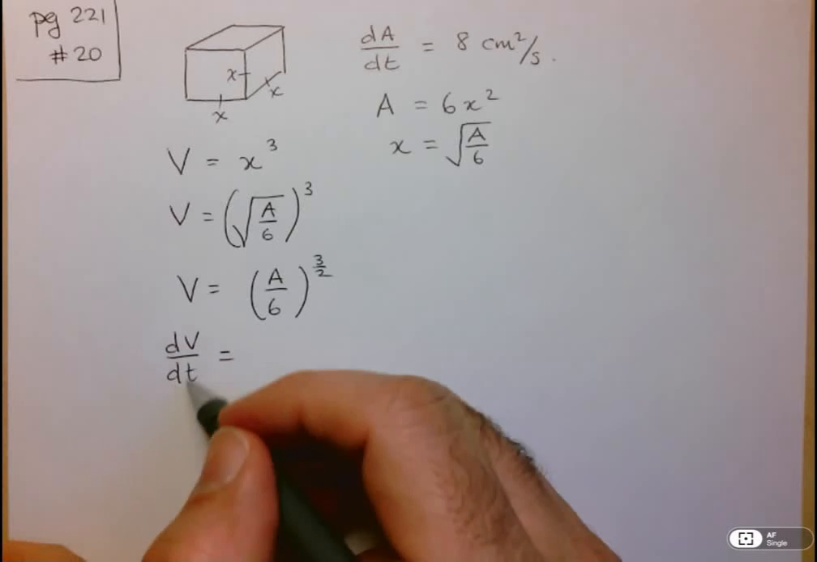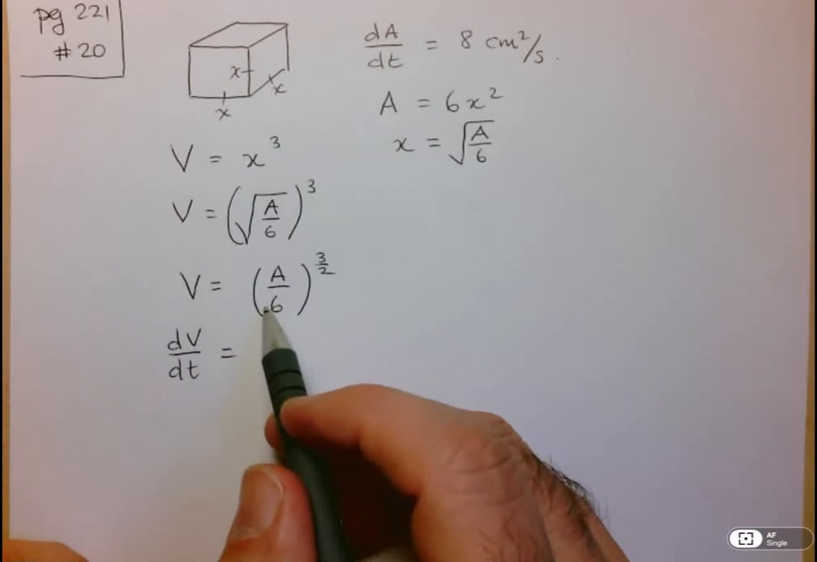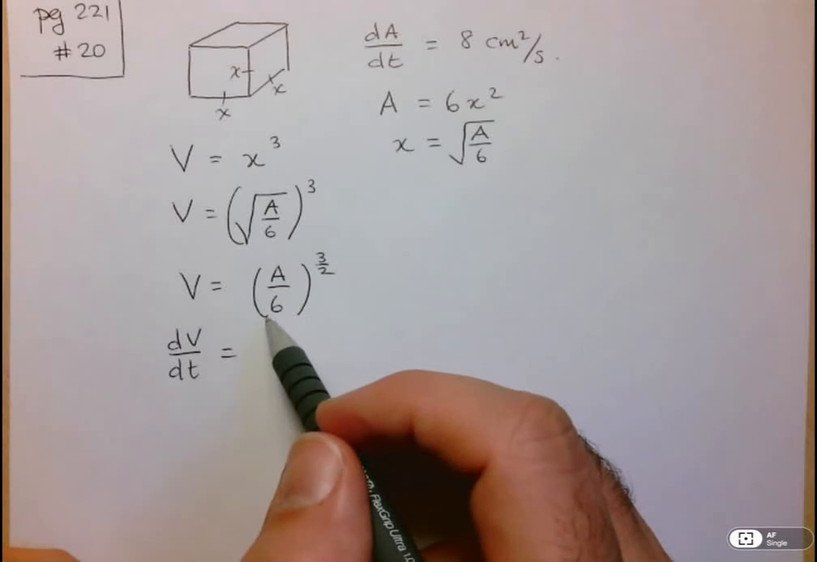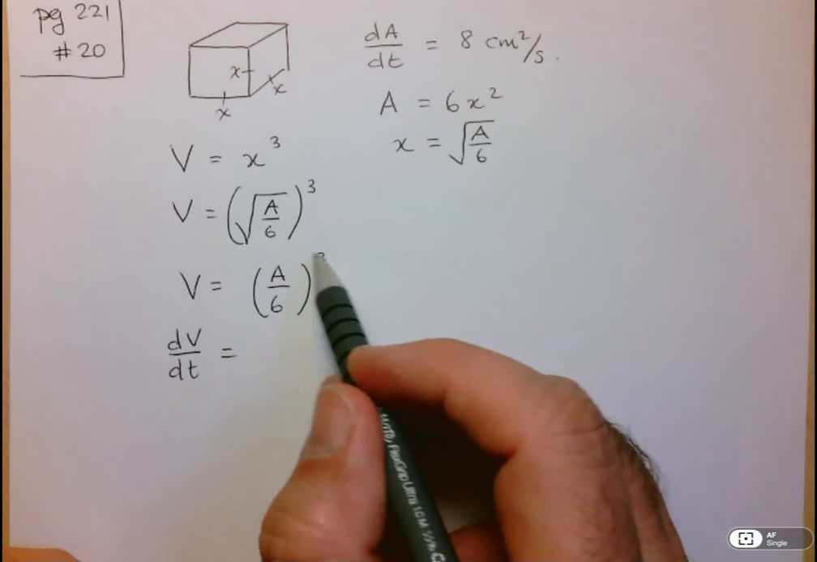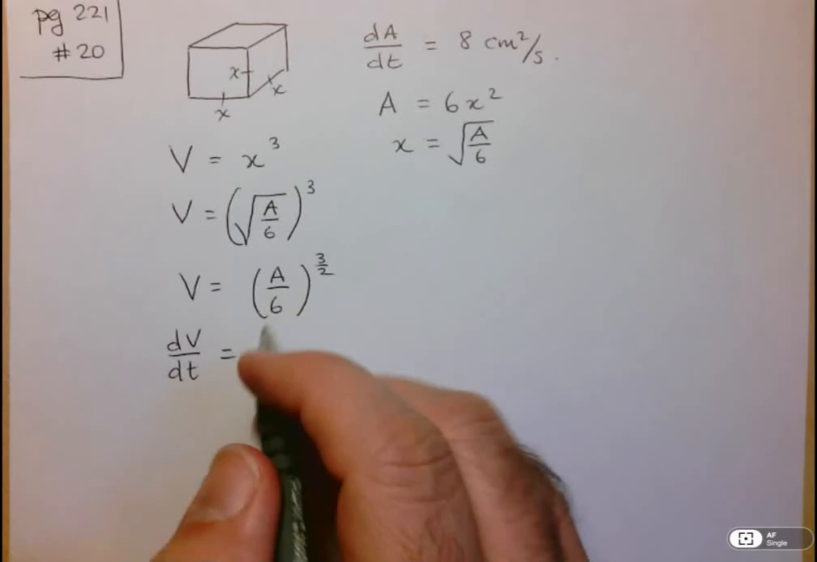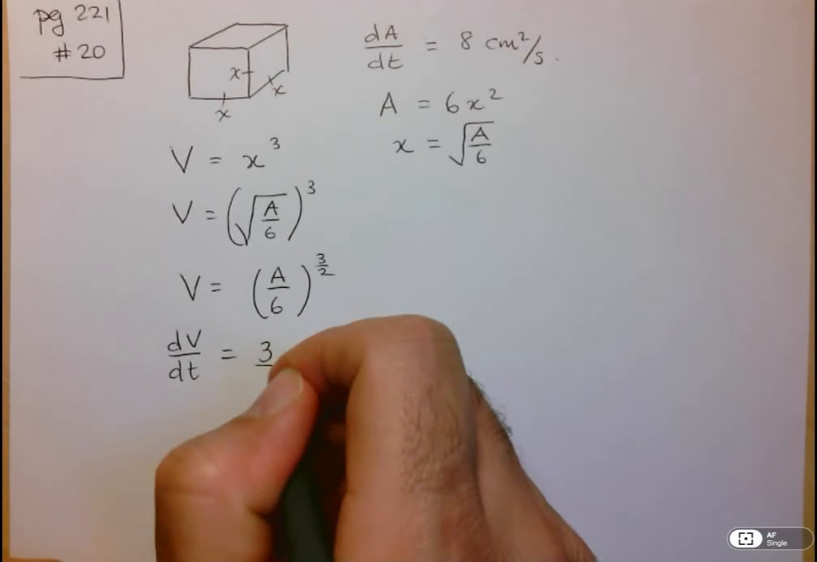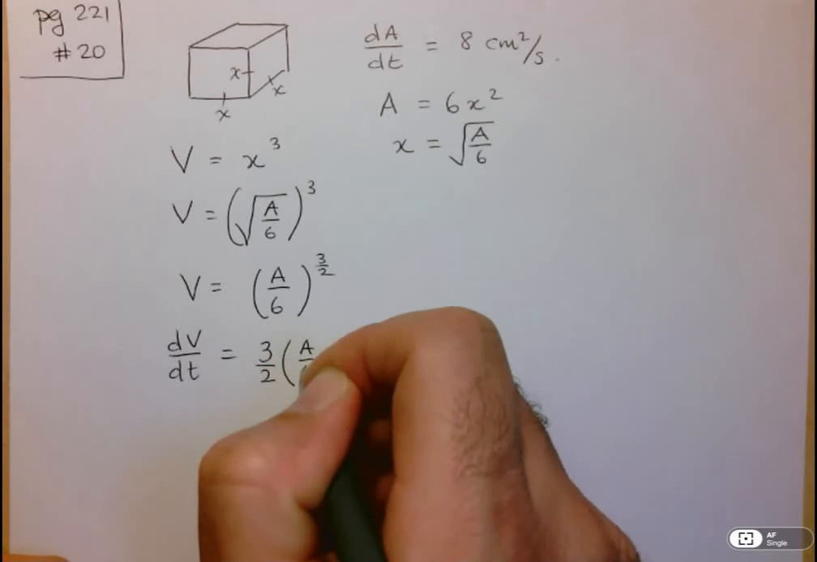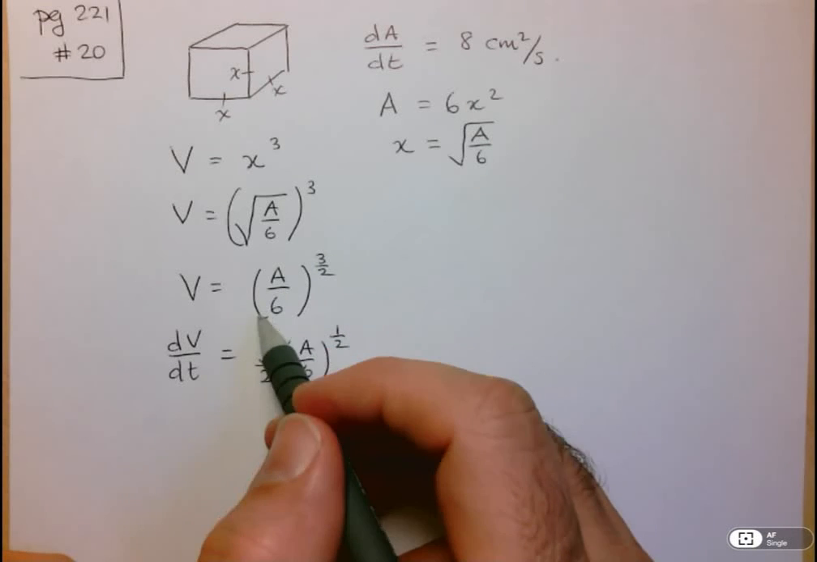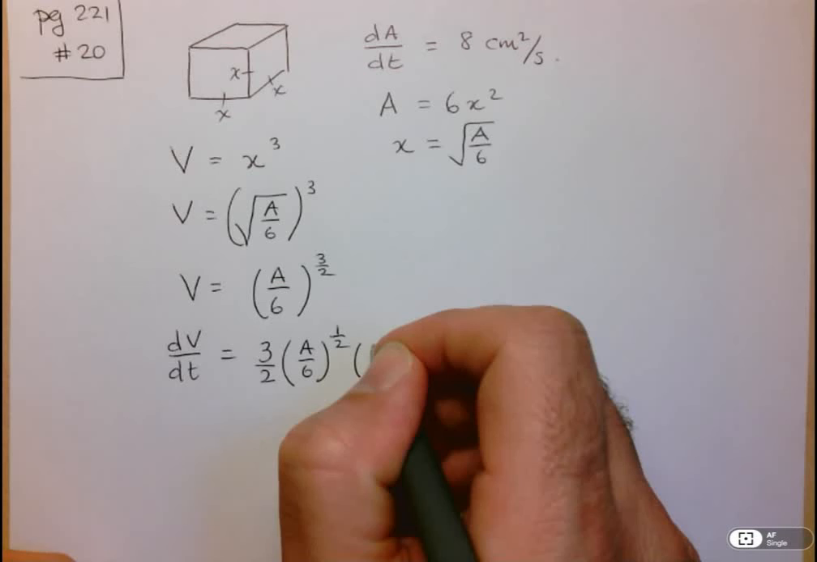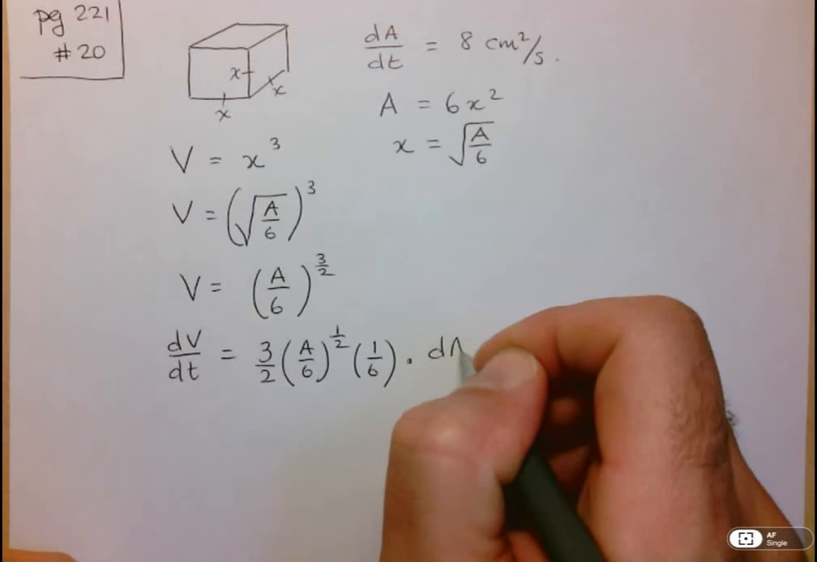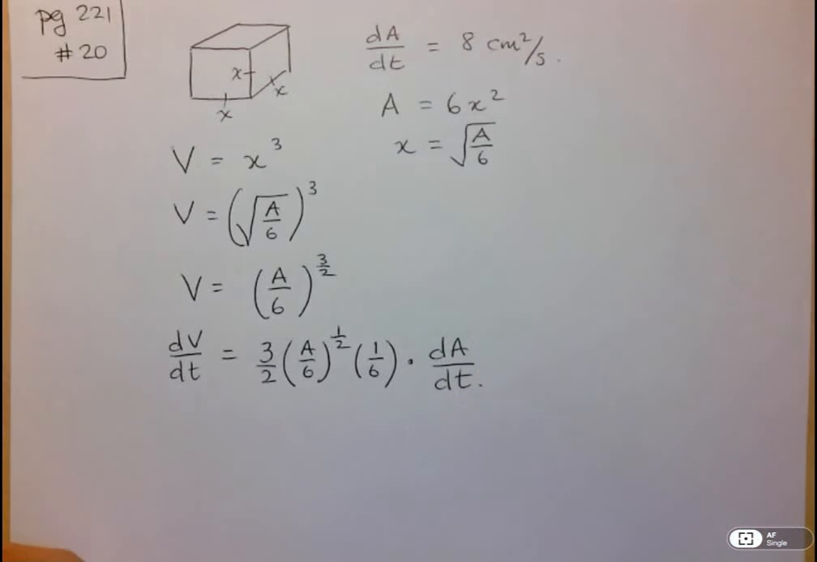On this side it's straightforward, but on the other side I have to be careful. I'm going to have to use the chain rule. First I take the derivative of A over 6 to the 3/2 with respect to A, and then I take the derivative of A with respect to t. So it's 3 over 2 times A over 6 to the 3 over 2 minus 1, which is 1/2. Then, using the chain rule, times the derivative of A over 6, which is just 1 over 6. Now I have to multiply that by the derivative of A with respect to t. So I actually applied the chain rule 2 times.